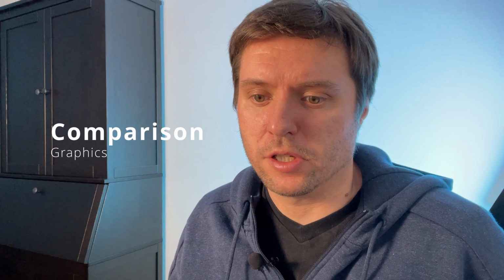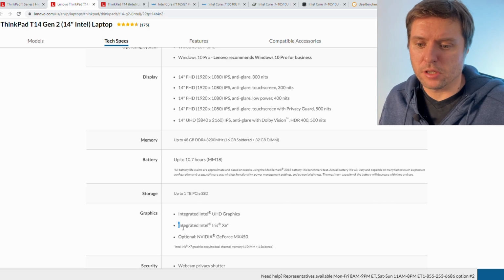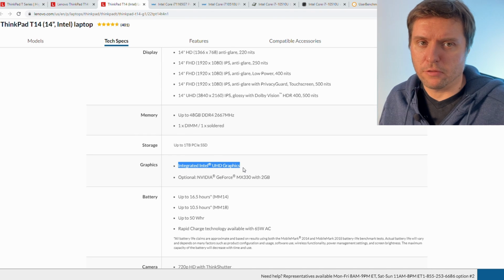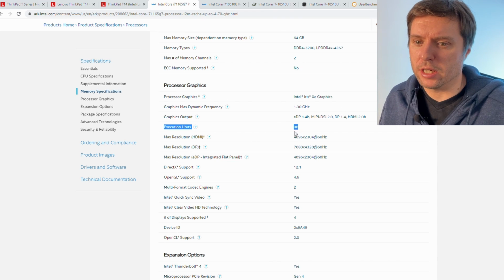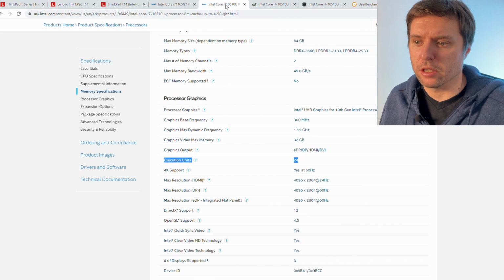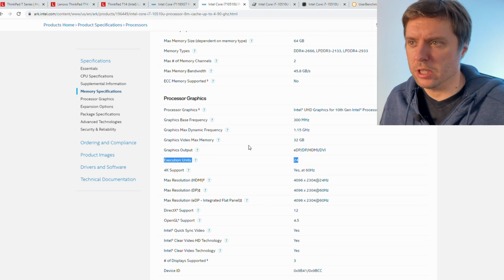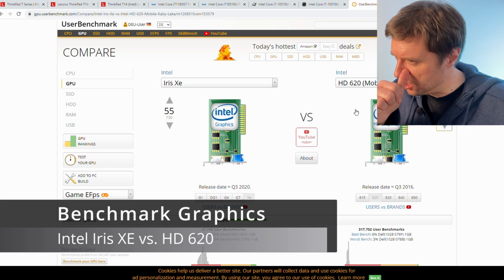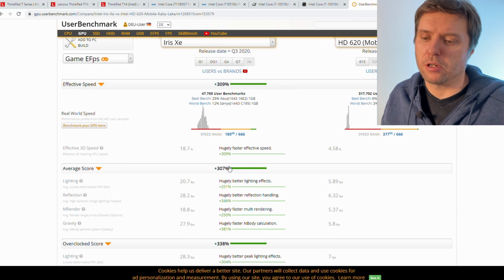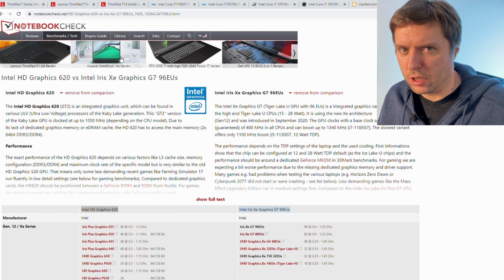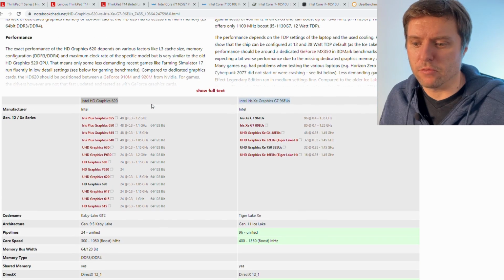The last difference is of course the graphics. With the Gen2, it's the integrated Intel Iris Xe. Before it was the Intel UHD graphics. In my case, it was the 620. And what does this mean? This means that the newer one has 96 execution units as compared to 24 execution units with the older one. And in the benchmarks, it results in quite a higher score. It says around 300% plus, so it's three times faster. And if you look at Notebookcheck, then you have the same information.